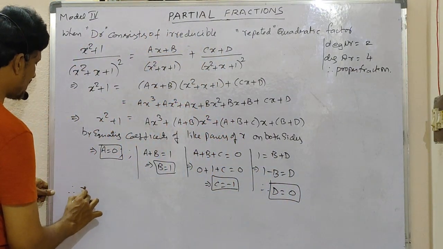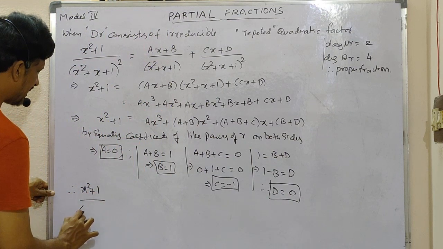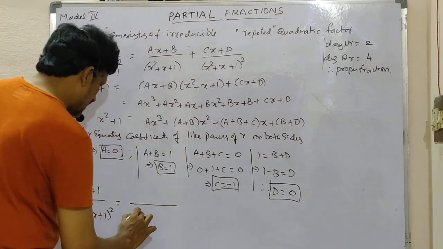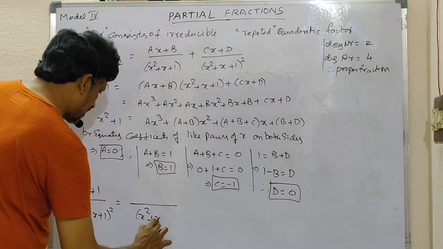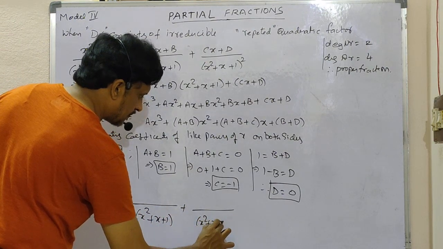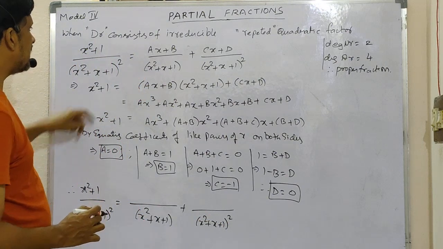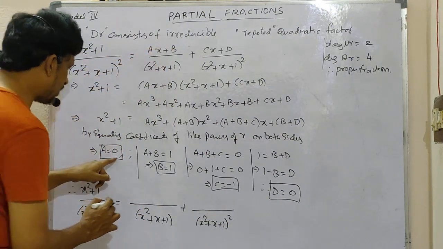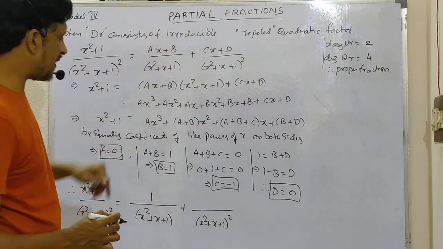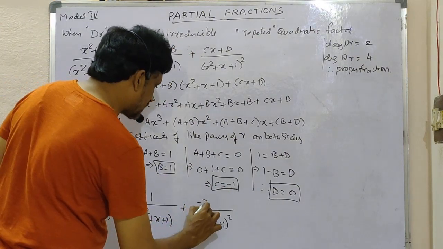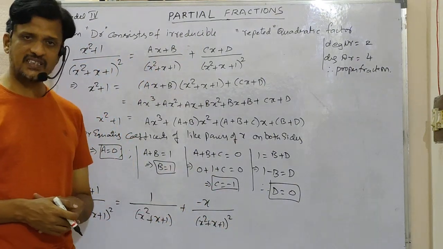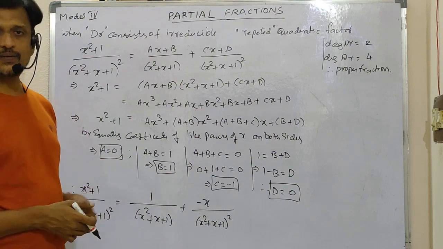Therefore, the given one, that is x square plus 1 by x square plus x plus 1 whole square, can be expressed as the sum of two partial fractions where the denominators are like this. Now the numerators are ax plus b, that is 0 into x, 0 plus b, that is 1. Next this is cx plus d, that is minus 1 into x, minus x plus d is 0. That's it. Write the values of a, b, c, d in the given, you will get the required.